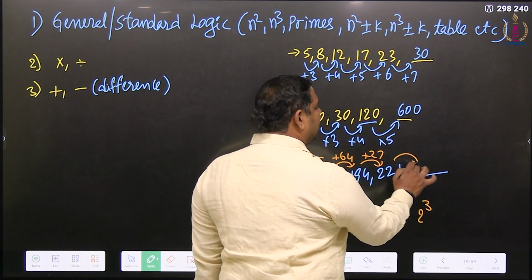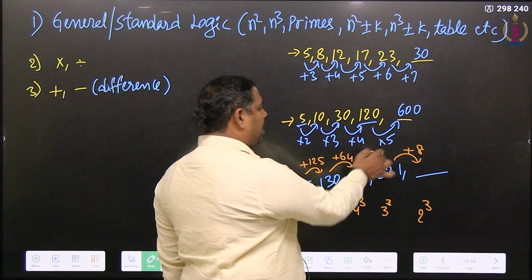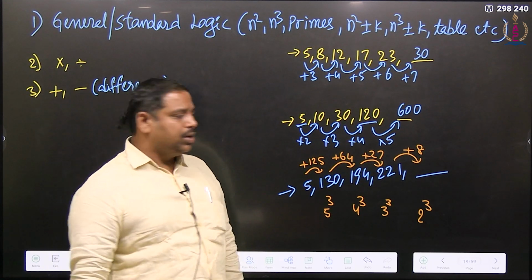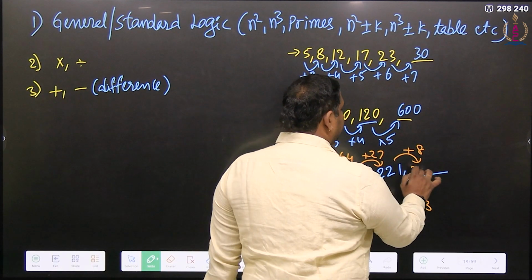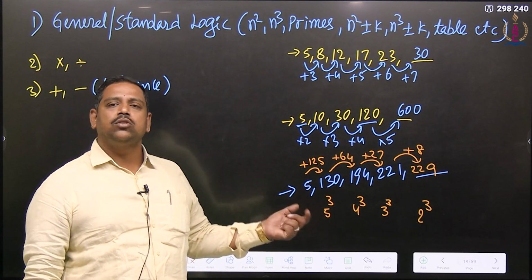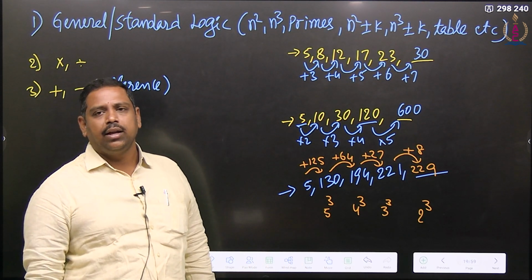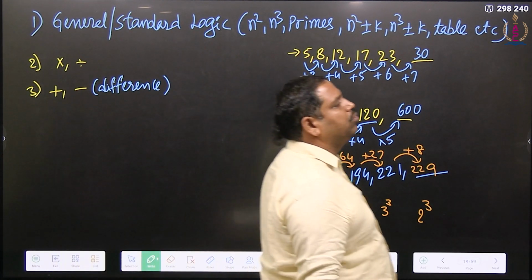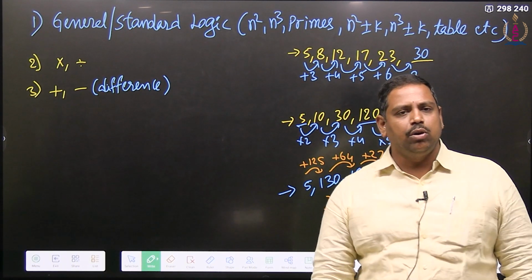Means 8 needs to be added or subtracted. Every time you are adding, so you have to add. 221 plus 8 is how much? 229. Do you understand this question? Okay. Like this also he will give the questions. So this is what you have to understand.